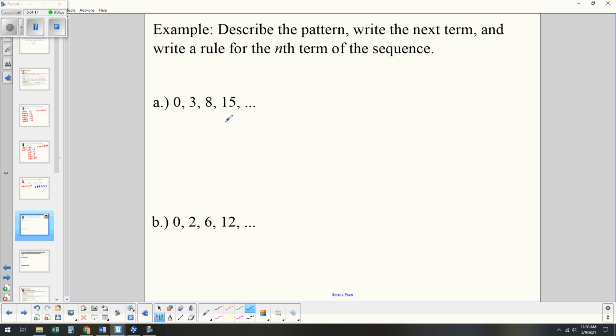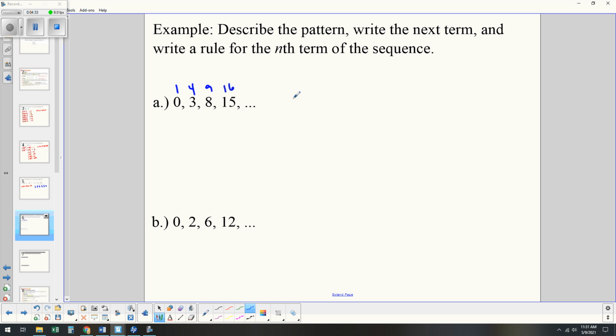Looking at these, they're all very close to perfect squares. I know 16 is a perfect square. I know 9 is a perfect square. I know 4 is a perfect square. I know 1 is a perfect square. So each of these numbers is actually one less than a perfect square.